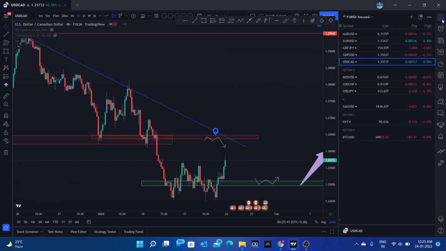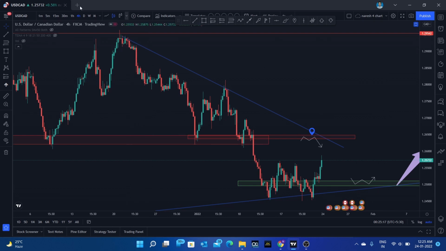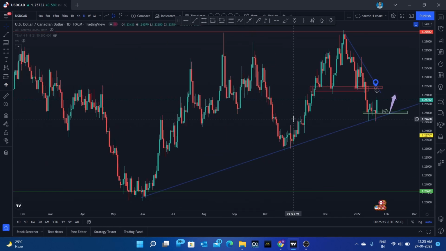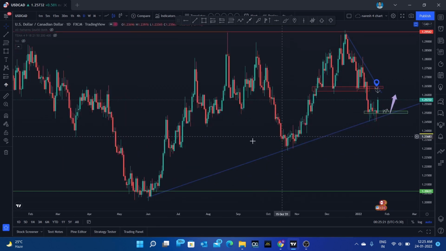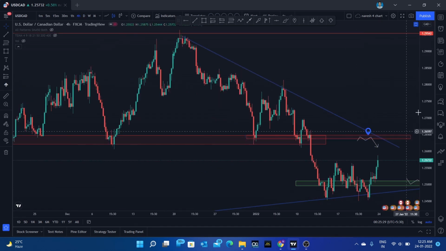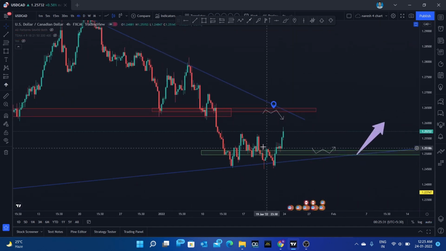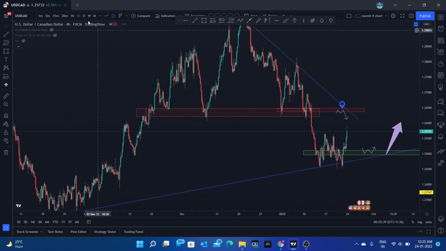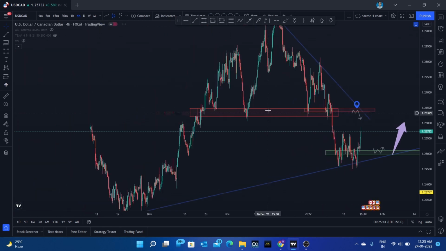USD CAD, guys. So in USD CAD, in a one day time frame, we can see it is in a proper uptrend, and it also respected this trend line as well, as we have seen in the last forecast. So it is going up. It has formed some kind of base in this area, and it is going up. But we are not confirmed yet, guys.